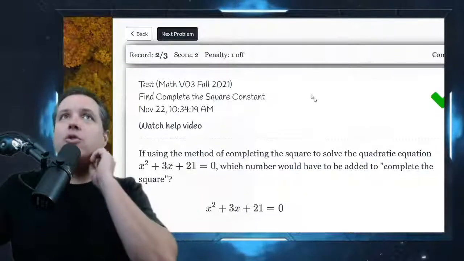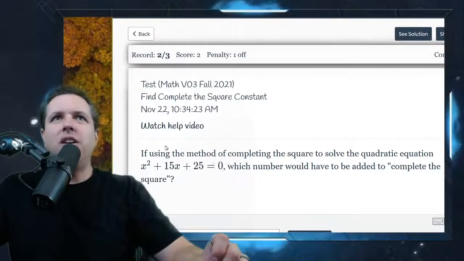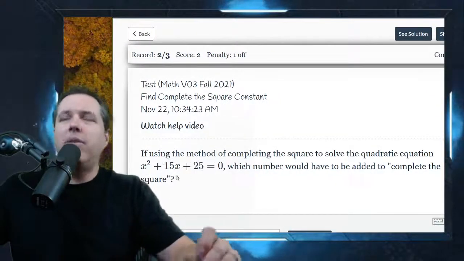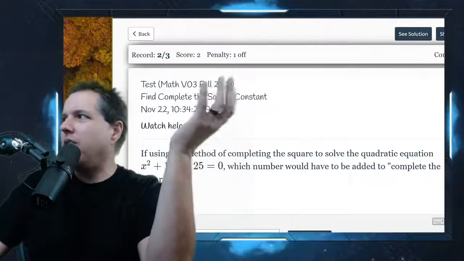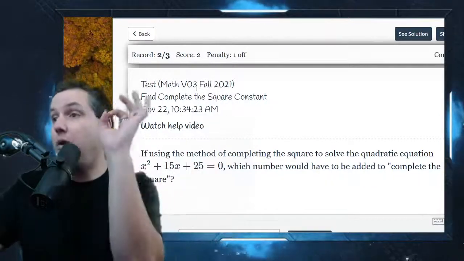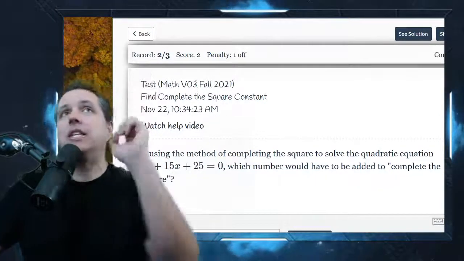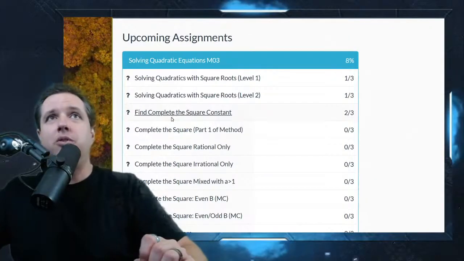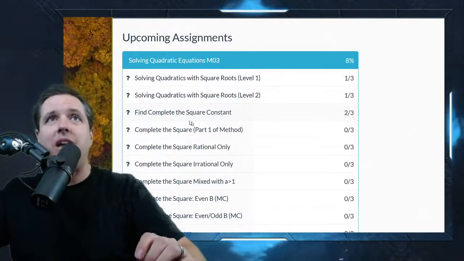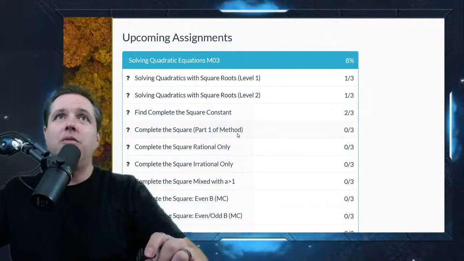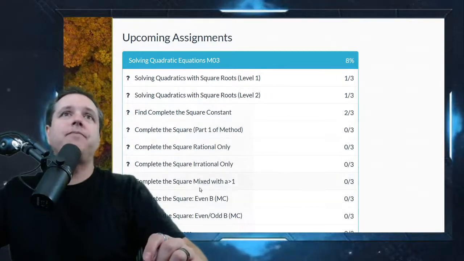So when you do these problems, you start to go, oh, these actually aren't too bad. Like, I'm just taking half that x coefficient and squaring it. Yeah, that's what you're doing for this part. That's setting up the completing the square. That's not the whole problem. But you'll have some homework problems like that where they say, just part 1 of the method. Okay.